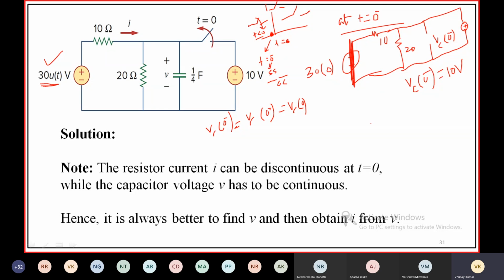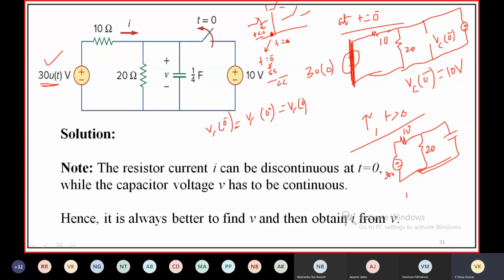Let us find the time constant tau for t greater than 0. For t greater than 0, what will be the circuit? The circuit will be like this: 30 into 1, 30 volts, 10 ohms, 20 ohms, and the capacitance. This is the circuit for t greater than 0.